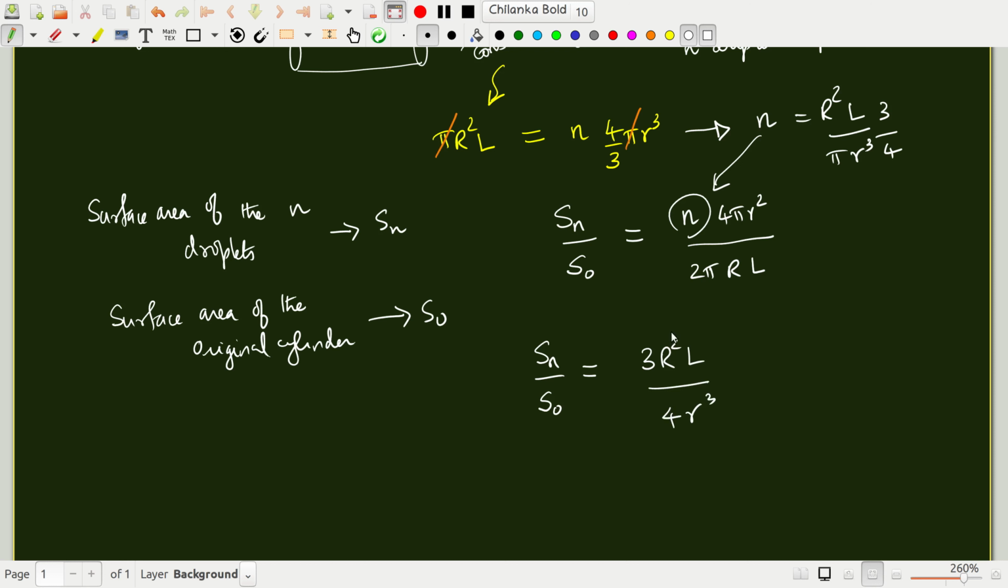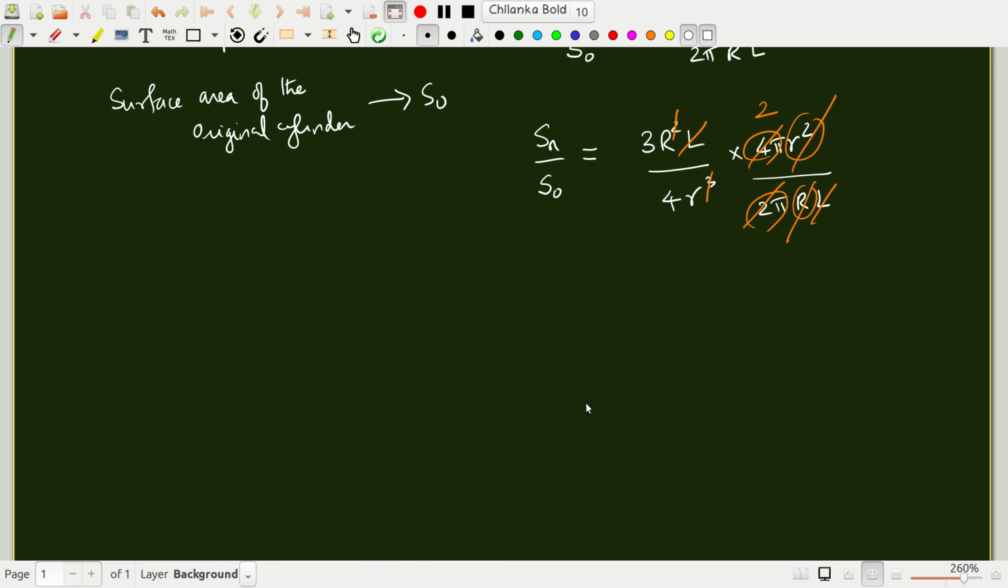Sorry, this 3 r squared L by 4 r cubed is just n, and I have to multiply this by 4 pi r squared and then divide this by 2 pi r L. Once we do this, you'll find that this 2 pi cancels this 4 pi to give 2, and this r squared cancels this r cubed to give just r, this r cancels this r, L cancels this L. Finally one gets, therefore, Sn by S0 is 3 by 4, there is this R upon small r.